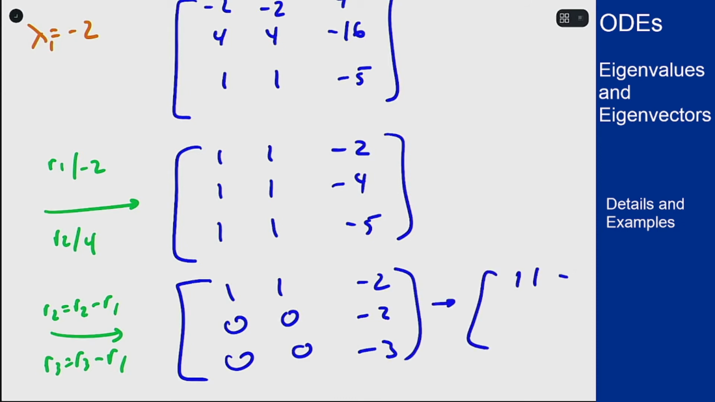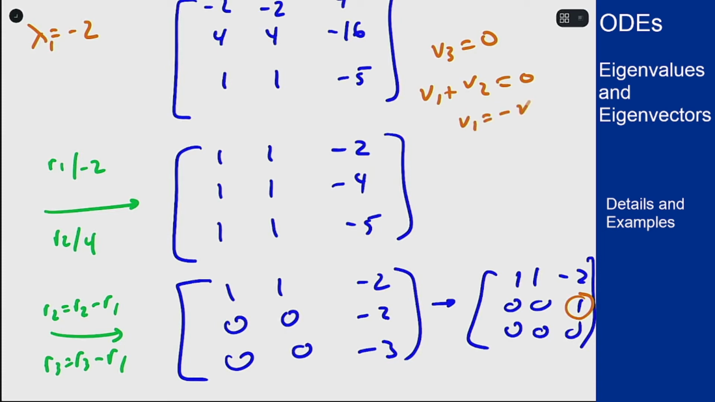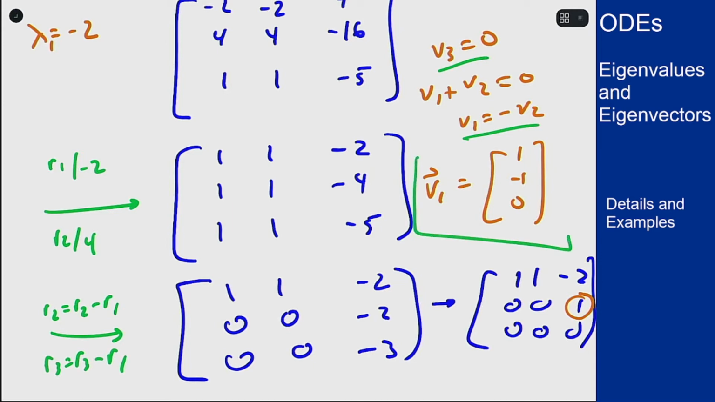become 1, 1, minus 2, 0, 0, 1, 0, 0, 0, which tells me that v3 must equal 0, because that's this equation here. And the first equation, when I drop the v3 term, will tell me that v1 plus v2, it would be minus 2 v3, but that's gone, equals 0, so v1 is negative v2. So for the vector here, I can get 1, minus 1, 0 is a set of values that solve these two equations. Therefore, they are an eigenvector for eigenvalue minus 2.